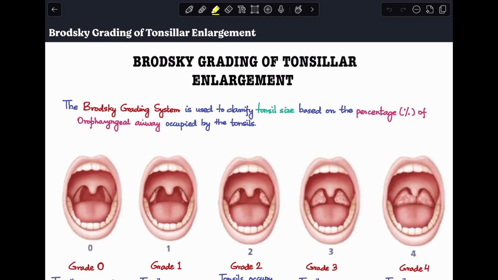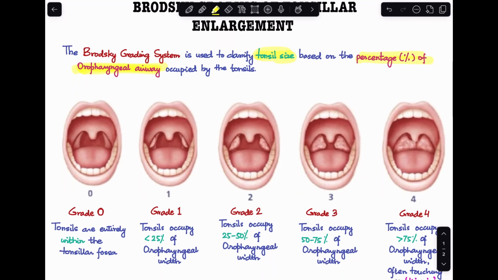Okay, so let's talk about the grading. The grading that we follow usually is the Brodsky grading of tonsillar enlargement. The Brodsky grading system is basically a system that is used to classify the size of the tonsil based on the percentage of the oropharyngeal airway which is occupied by the tonsils. We can divide it into 4 grades. Now let's talk about each one of these grades.